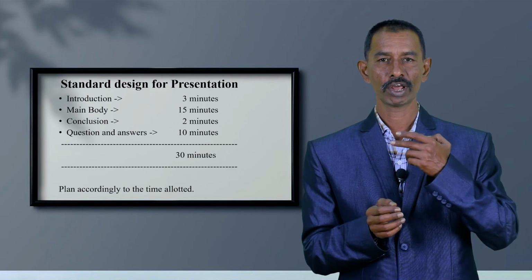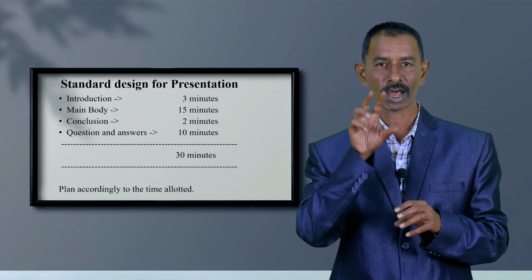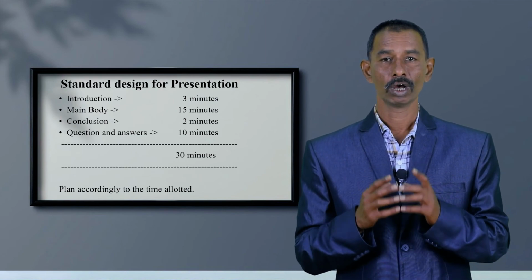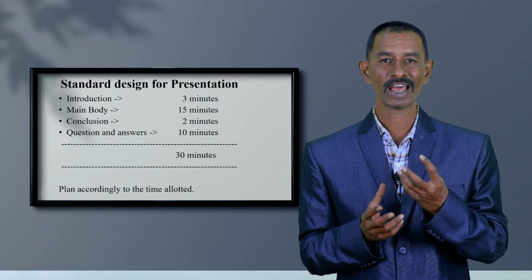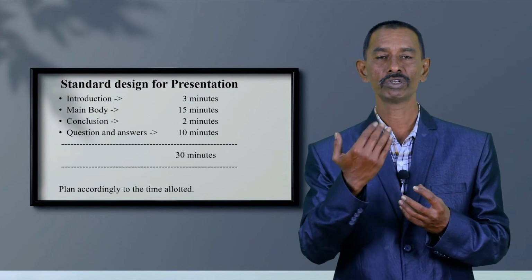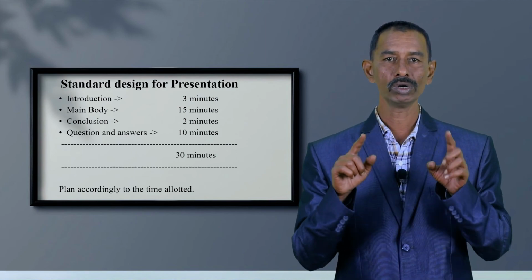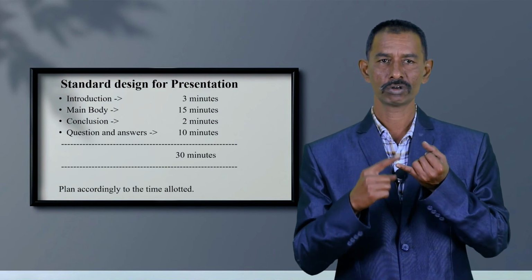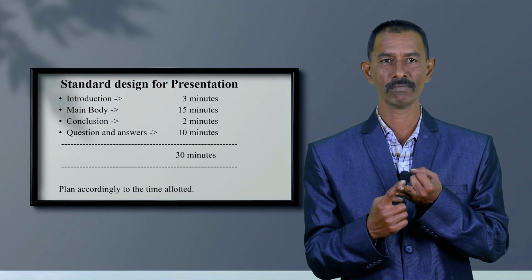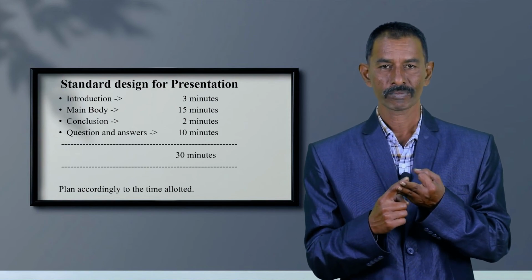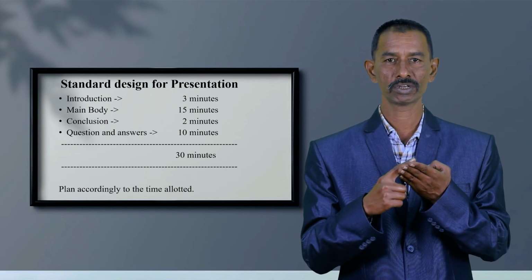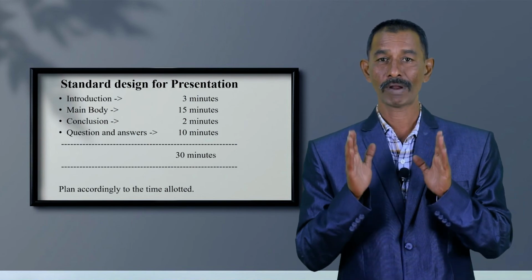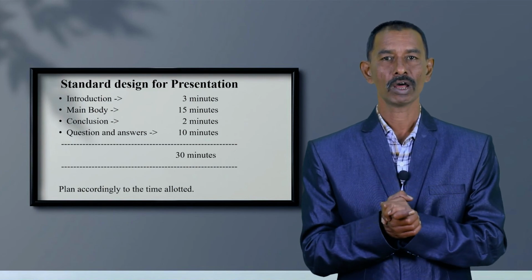After that, take only 2 minutes for the entire conclusion. After the conclusion, spare about 10 minutes for questions and answers, the whole discussion. If we calculate, introduction 3 minutes, main body 15 minutes, conclusion 2 minutes, and question and answer 10 minutes, it all comes up to 30 minutes. So plan accordingly for the time allotted.